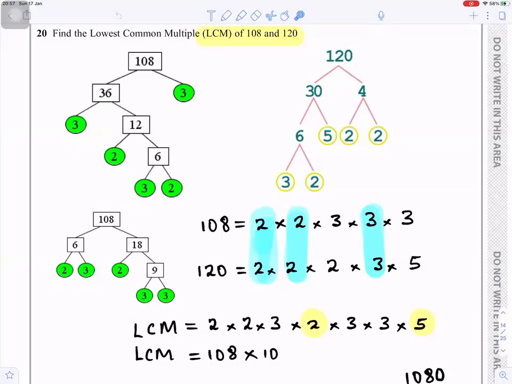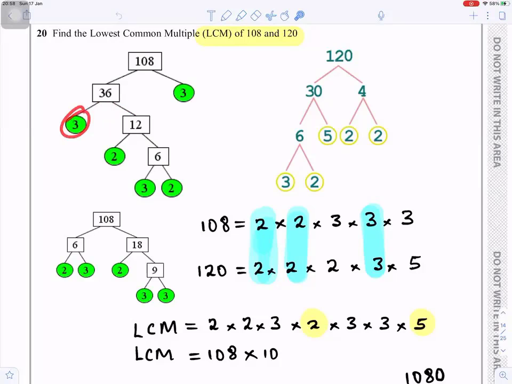Question 20. Find the lowest common multiple of 108 and 120. The best way to do that is to use the factor tree. So we'll do a factor tree for 108. So it's 36 times 3 is 108. 3 is a prime number, so we circle it. I've colored it there. 36 can be split into 3 and 12.